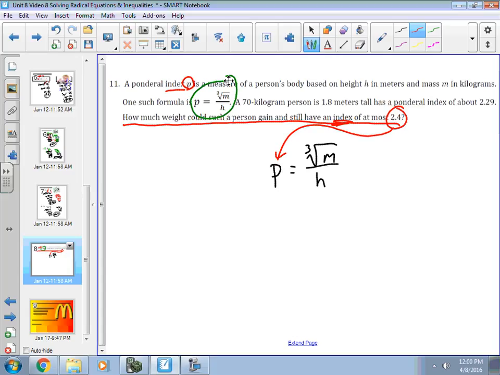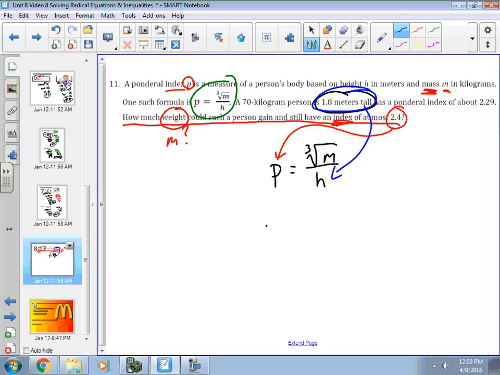Okay. The other thing we see on this one is says how much weight. Weight is what we're solving for. Which variable is weight here? Well, the weight is the mass, m. So what we're trying to figure out is what should m be. That means we should know the person's height somewhere in this problem. So what is the person's height? It looks like the person is 1.8 meters tall. That means we should be putting that amount in for h.